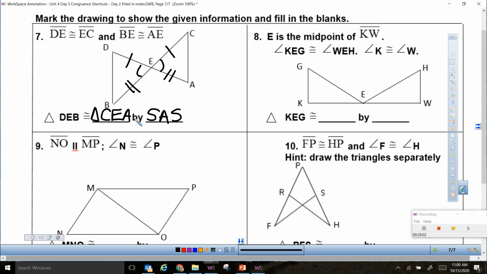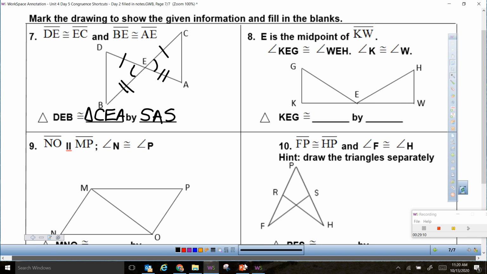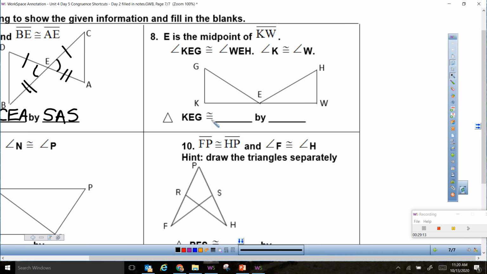Next one, number 8. It says E is the midpoint of KW. What does midpoint mean? It's right here in the middle. So if this is the middle point, then these 2 pieces are equal. So part equals part. Definition of midpoint. Then it says angle KEG, which is this one, is congruent to angle WEH. So those angles, mark those as congruent.